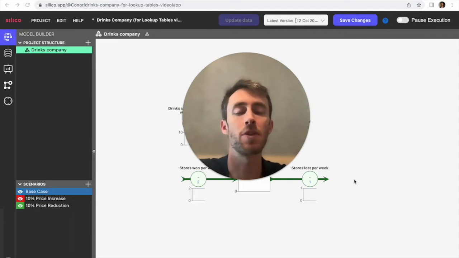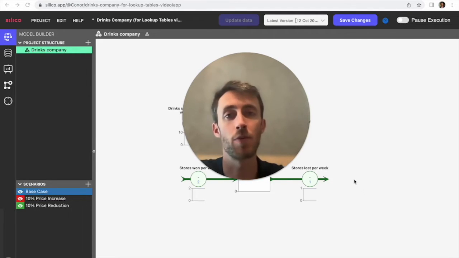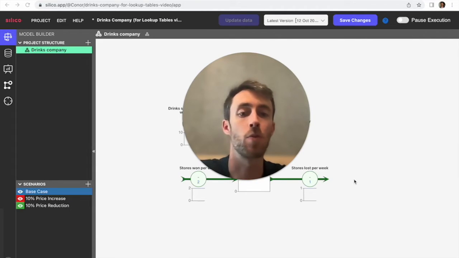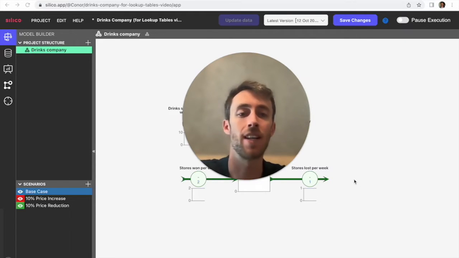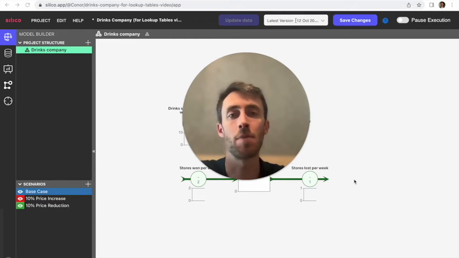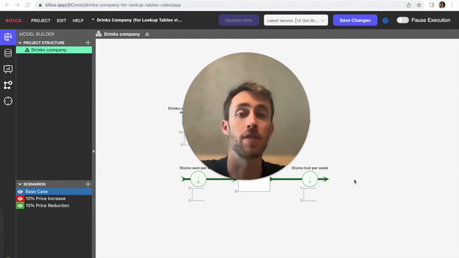For example, imagine you want your model to capture how the price of a good will affect its demand. Or you might want to model how a change in a company's workload will affect its attrition rate. These relationships are highly nonlinear, meaning that a change in the affecting variable, say price, will result in a disproportionate change in the affected variable, say demand.